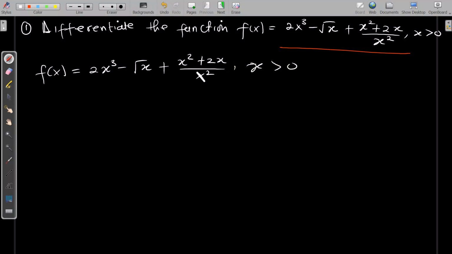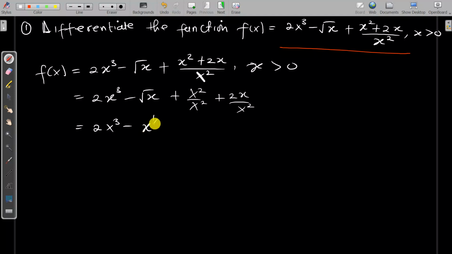I can go ahead and simplify some terms here. This is the same as 2x cubed minus square root of x, plus, since we have an expression at the numerator, I can separate them: x squared over x squared plus 2x over x squared. Now this can again be simplified into 2x cubed minus x to the half, plus 1, plus 2 over x. Okay, now this is it. So you are supposed to differentiate this.